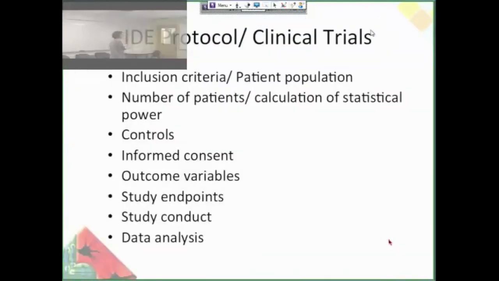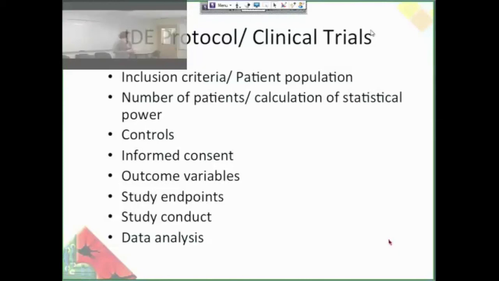Okay, so some things that go into the IDE protocol that is approved by the FDA, and what the clinical trial has to include is inclusion criteria, like what patients are you going to include in the study, how many patients are you going to have, and also calculation of statistical power. What controls, that's extremely important. Are you going to just have a no treatment control, or are you going to compare to a control that's already available on the market?